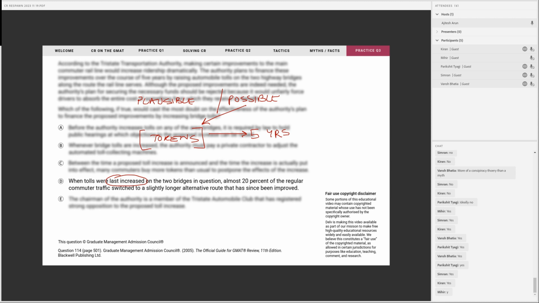Perfect. Now, to finish up, the last option just says the chairman is a member of the club that has registered strong opposition. Again, if the club has registered strong opposition, we don't know what the chairman thinks and whether the chairman's thoughts are going to affect the effectiveness of the plan. So the plan could still be a great plan, even if this club thinks that we're going to object to it. So option E is out.